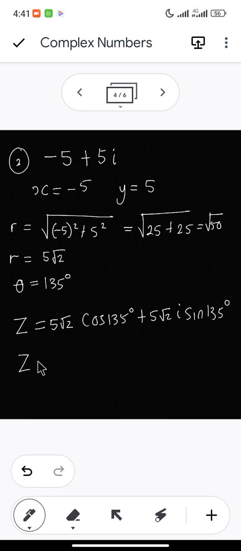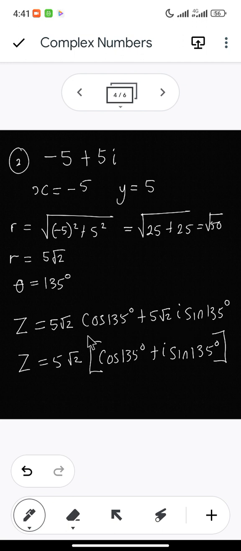You can also factorize it out. You have 5 root 2 into brackets cos 135 degrees plus i sine 135 degrees. So if you use your calculator to evaluate this, you're going to get back -5, and if you try this, you're going to get 5i. So that's just it for this example.